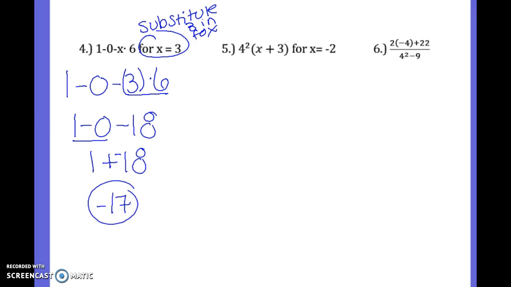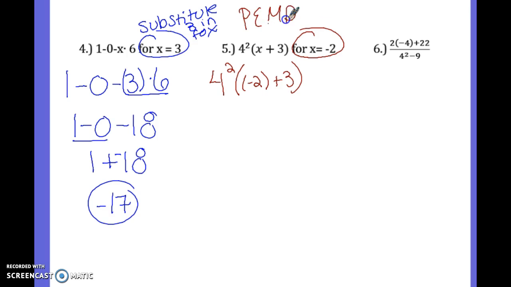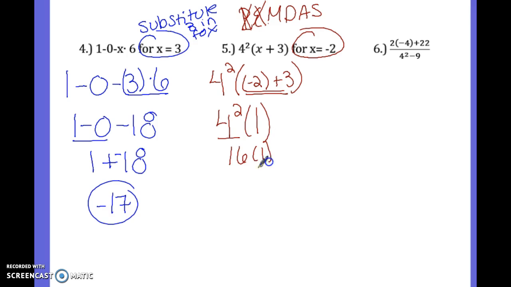Number 5, we're going to go ahead and do the same thing. We're going to substitute negative 2 in for x. So you end up with 4 squared times, in parentheses, negative 2 plus 3. Because we're doing our PEMDAS, we have to do our parentheses first. Negative 2 plus 3 is positive 1. 4 squared times positive 1. Now let's do our exponent. 4 squared is 16 times 1 is just 16. I always like to underline what I'm doing.